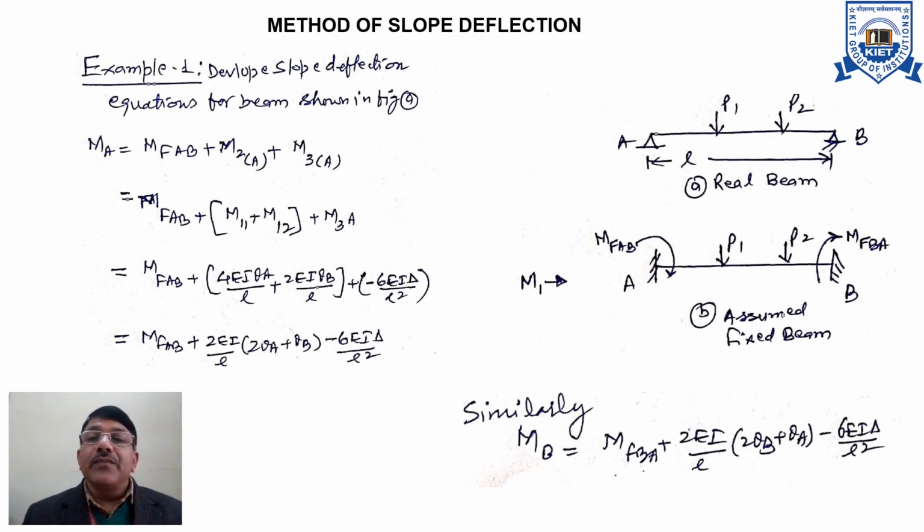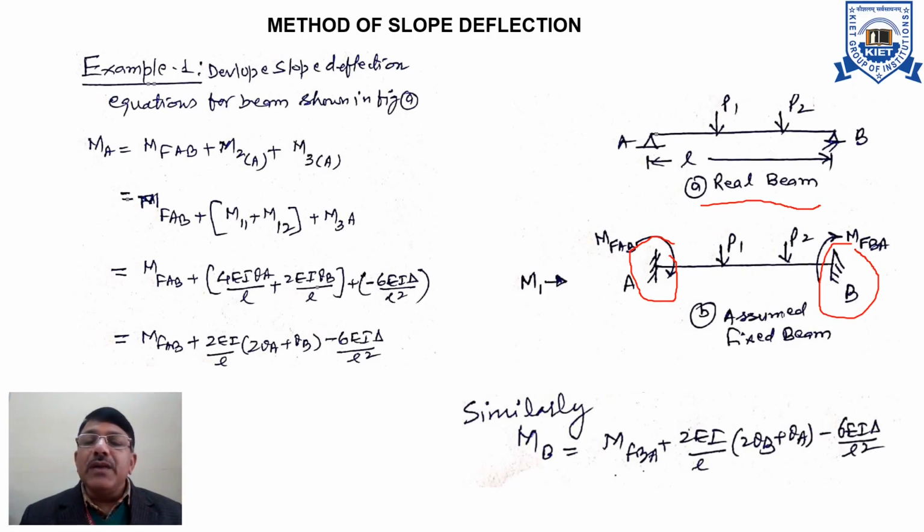Say example 1, a very simple problem. What it states: develop the slope deflection equation for the beam shown in figure A. This figure shows a determinate beam. That means it is very easy to work. So as per our assumption, let us assume first of all that both the ends, end A and end B, are fixed as shown in the second figure, figure B.